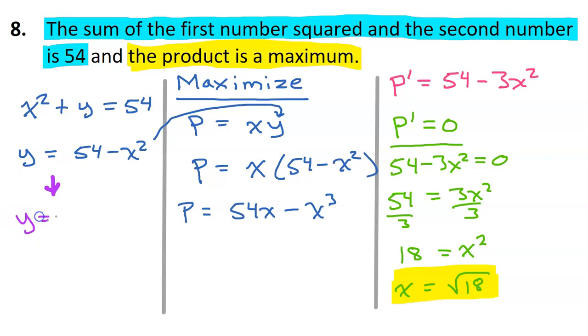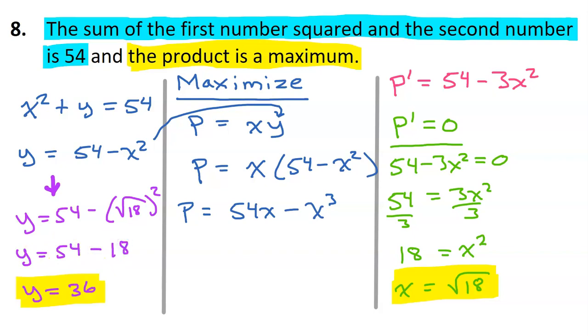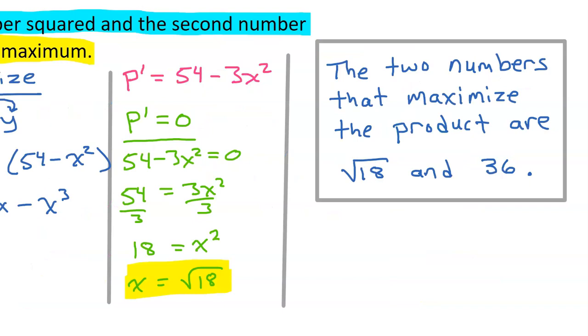So y equals 54 minus the square root of 18 squared. So that means y is equal to 54 minus 18. So y equals 36. And these are the two numbers that will maximize the product. Let's write this up as a sentence. The two numbers that maximize the product are radical 18 and 36.